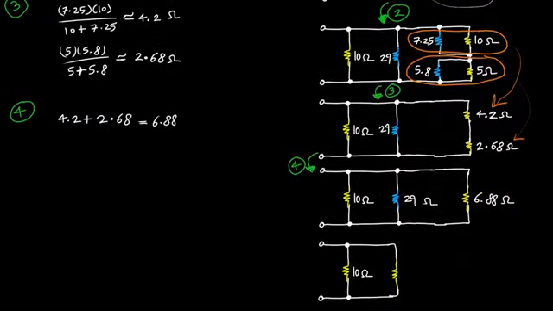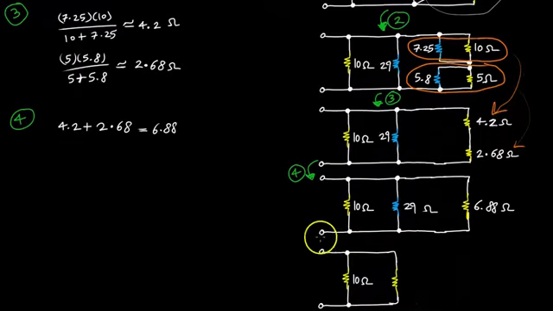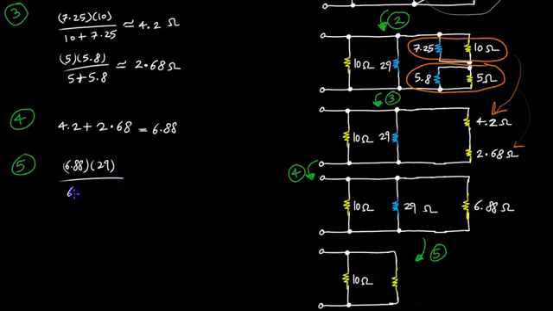In the fifth step, I'm going to go ahead and denote that here. That is the fifth step. What I'm going to do here is take the 6.88 and the 29 ohm resistors in parallel, and that's going to be 6.88 times 29 over 6.88 plus 29, which gives me about 5.56 ohms, and that goes here.